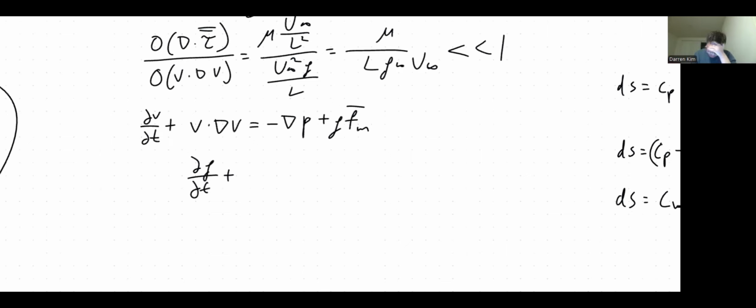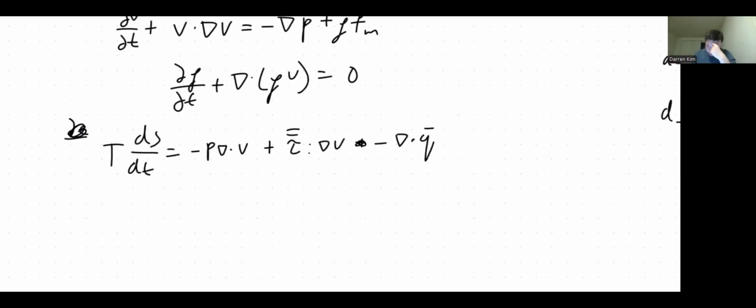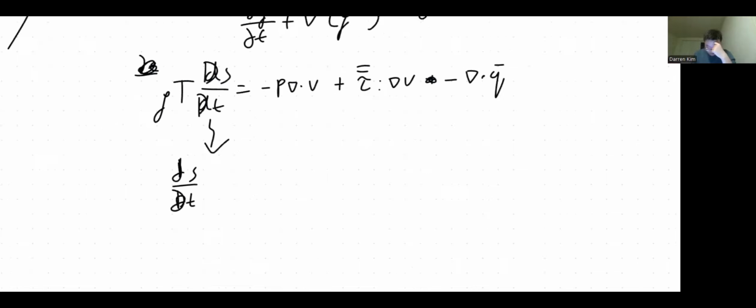So next is energy. We use T ds/dt equal to negative P gradient dot V, plus tau bar gradient V, and minus gradient dot q. So you have that final form. This is big D/Dt, so this is ds/dt, with density here too. That's the partial derivative plus V dot convective gradient of S.